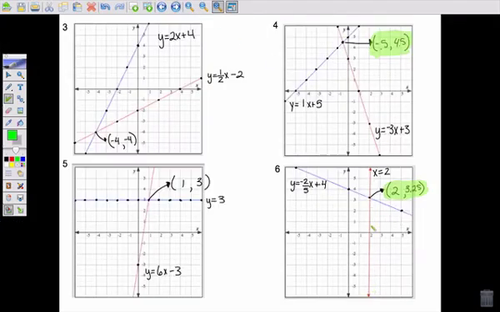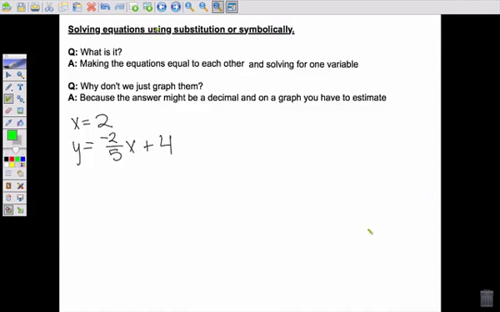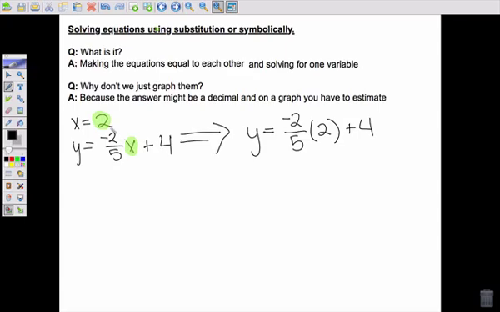One of our equations was x equals 2. That's a pretty simple equation. I'm just going to take that 2 and substitute it into the other equation for x. So this is going to be symbolically where the two lines meet. That'll transfer to, and write this in your notes, y equals negative 2/5 times 2 plus 4. So instead of the x, I'm putting in the 2 from the other equation.